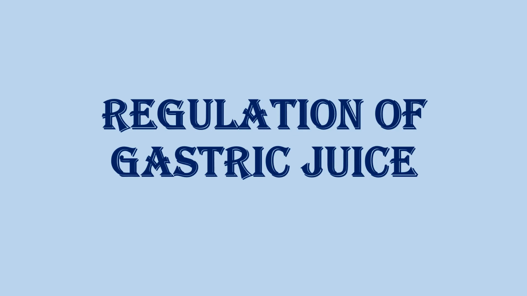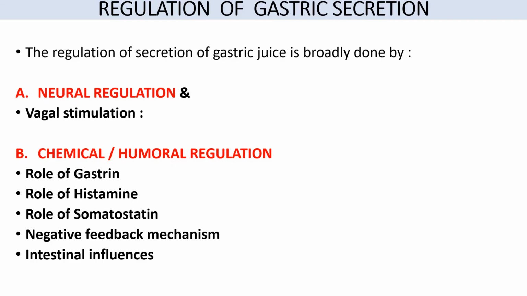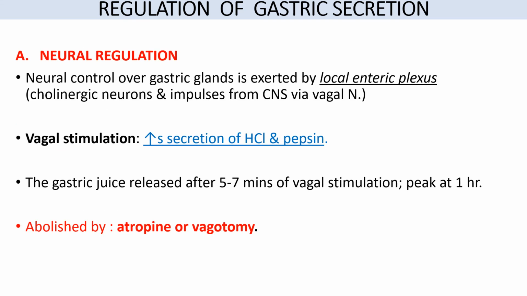Now let us discuss the regulation of gastric juice. Regulation of secretion of gastric juice can be broadly divided into neural regulation and chemical or humoral regulation. The mechanisms regulating the gastric secretions include neural control and chemical control.